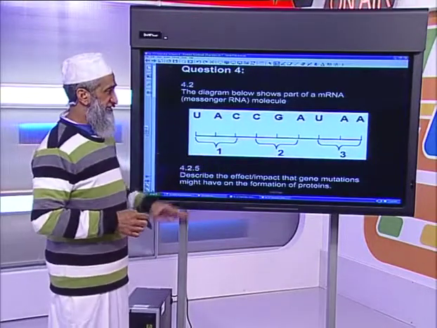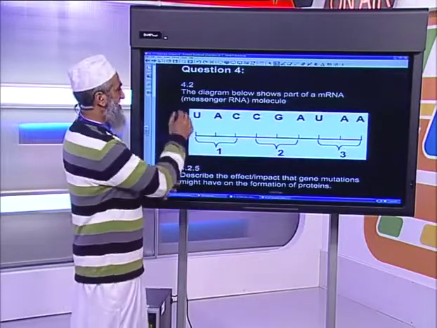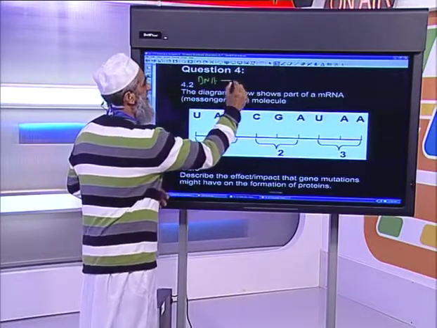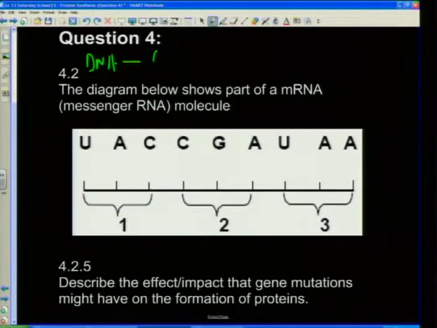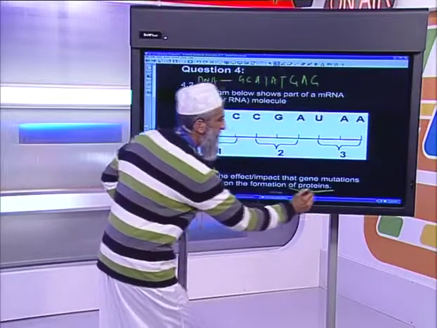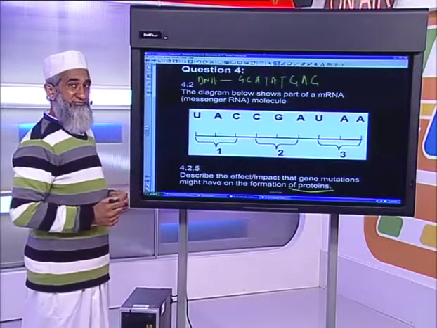So a gene mutation. They want to know what happens if something happens to the DNA. Let's say this is the DNA, and the code was GCATATGAG. If that was the code, and for some reason this code changed, what is the impact on the formation of proteins? This is what they want to know.